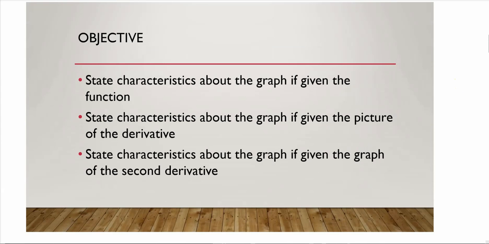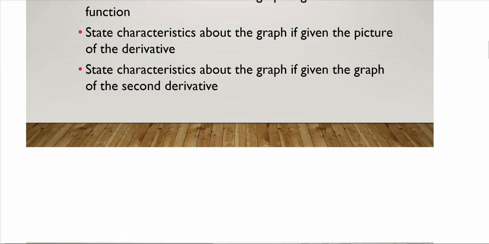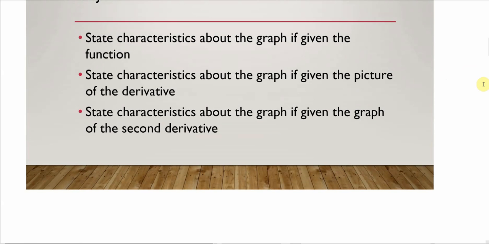The objective is to state characteristics about the graph of f if given the function. In other words, I'm giving you f, state characteristics about f. Number two, state characteristics about the graph of f if given the picture of the derivative. And the third objective is to state the characteristics about the graph of f if the graph of the second derivative is given. So basically, you're always going to be finding characteristics about f.